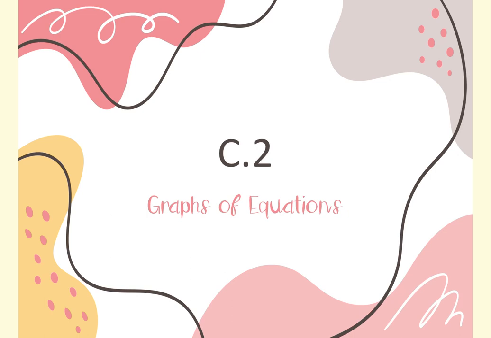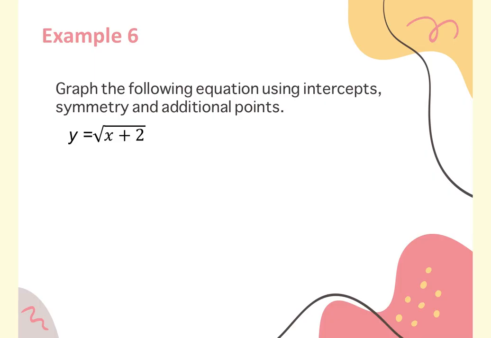All right, so we're just going to do that last example from the notes from yesterday. So it obviously went through most of the graphs of the equations, but we didn't get to this one. It says to graph the equation using the intercepts, the symmetry, and the additional points.